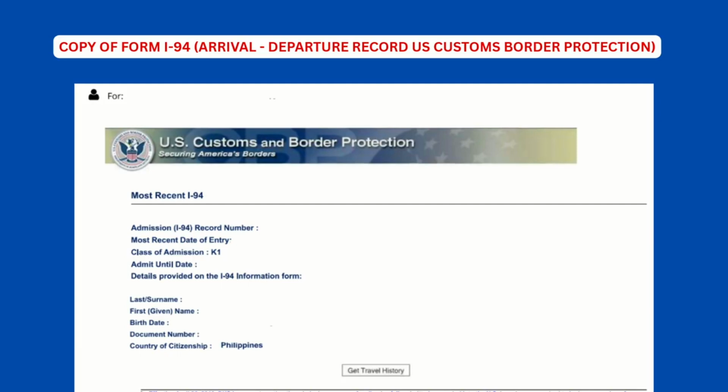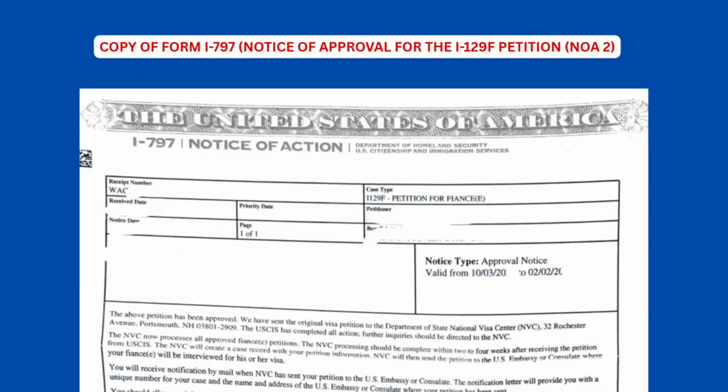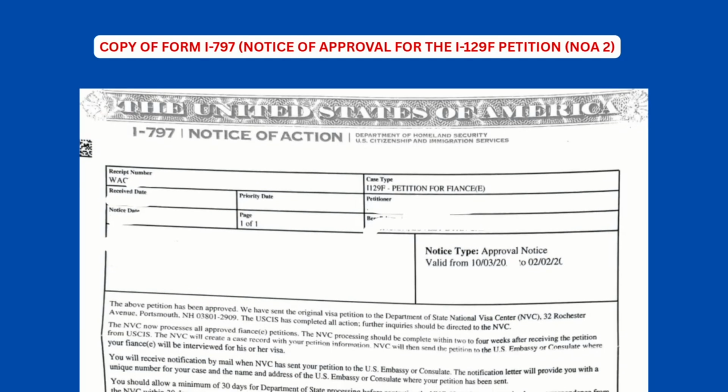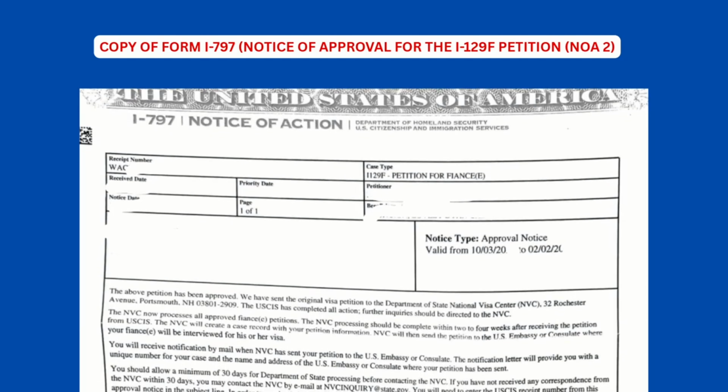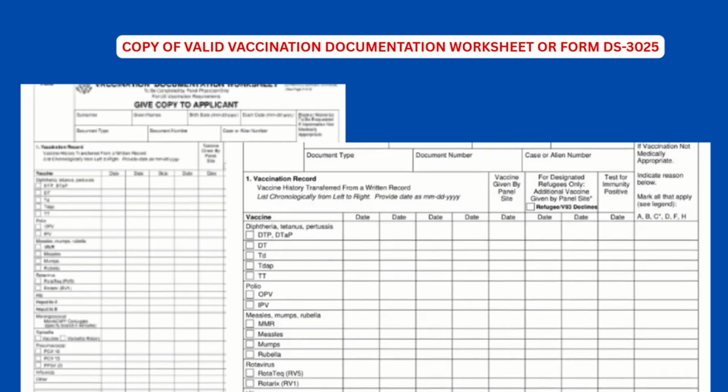Customs and Border Protection. Copy of our certificate of marriage. Another copy of your Form I-797 or your NOA 2 from your I-129F petition. We also included in the work permit packet a copy of the valid vaccination documentation worksheet, or the Form DS-3025 from my medical examination abroad in the Philippines. This is the document from SLEC.